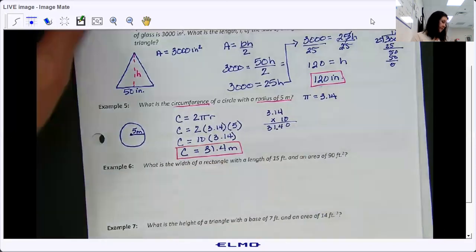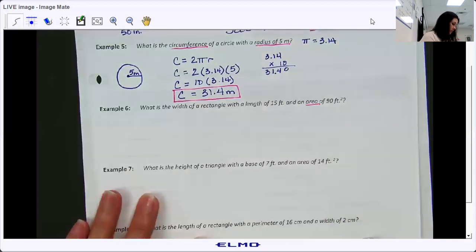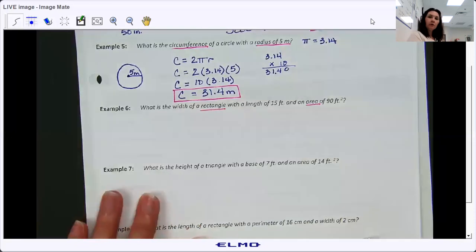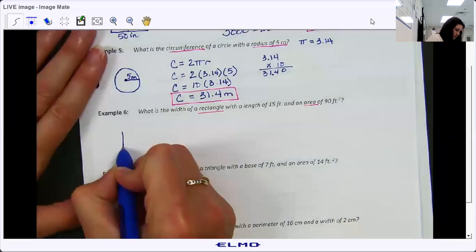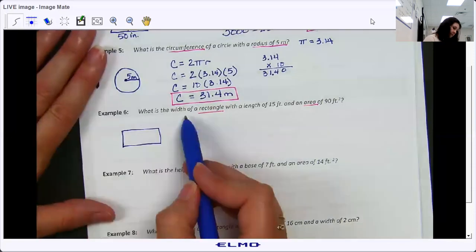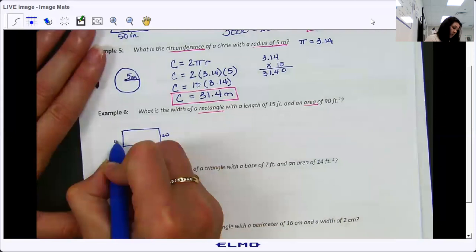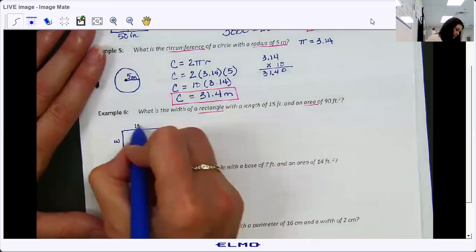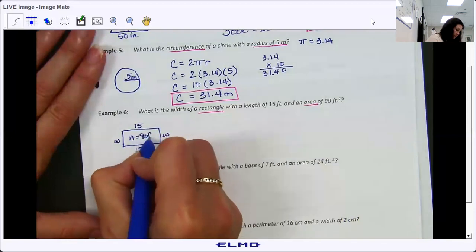Okay, let's move on to number 6. What is the width of a rectangle with a length of 15 feet and an area of 90 feet squared? Okay, so they're giving us area, and they're talking about the shape of a rectangle. We're going to find part of the area of a rectangle. So here's my rectangle, and it's asking for the width. So I'm going to try to find this right here. They tell me that the length is 15, and then they tell me that the area equals 90 feet squared.